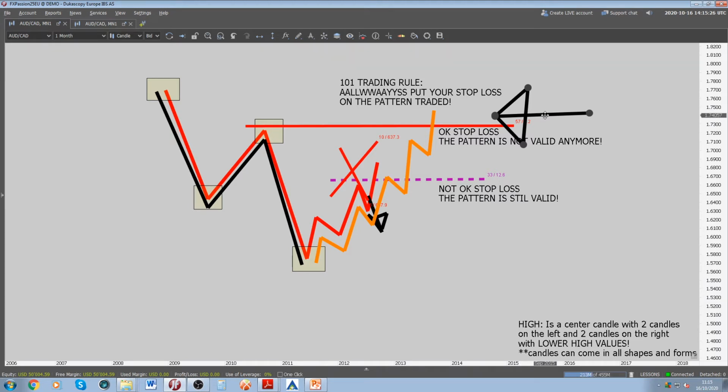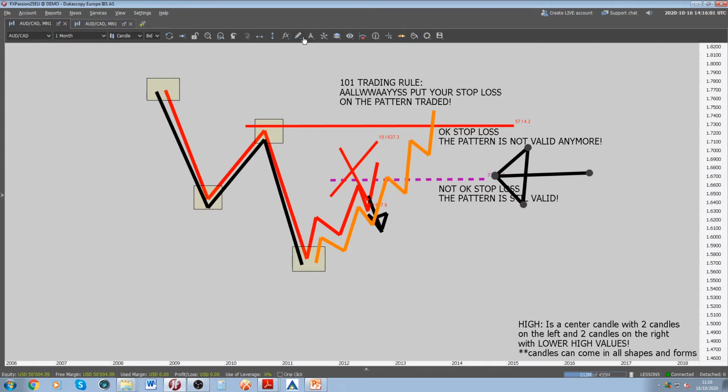And how the beginner trader brain works, it is going to ask questions like, well, if the market is going to stop me out, isn't it better to be stopped out before? Great question, but the answer is you don't know. You don't know if the market is going to stop you out or not. But it doesn't change a thing that this stop loss is not okay because the pattern is still valid.